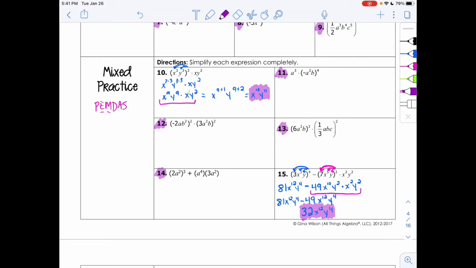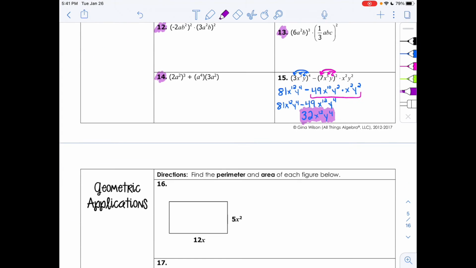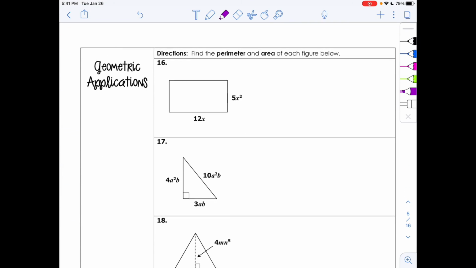So with those mixed problems, they can get messy. So just make sure you're showing every step and make sure you're following order of operations. Now let's take a look at a couple of geometric applications.